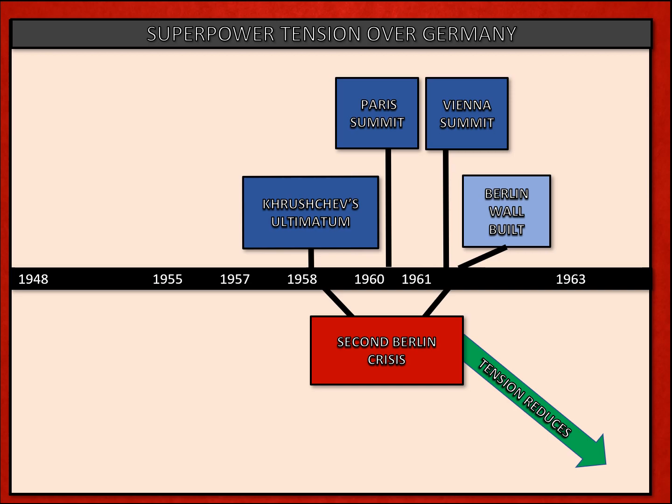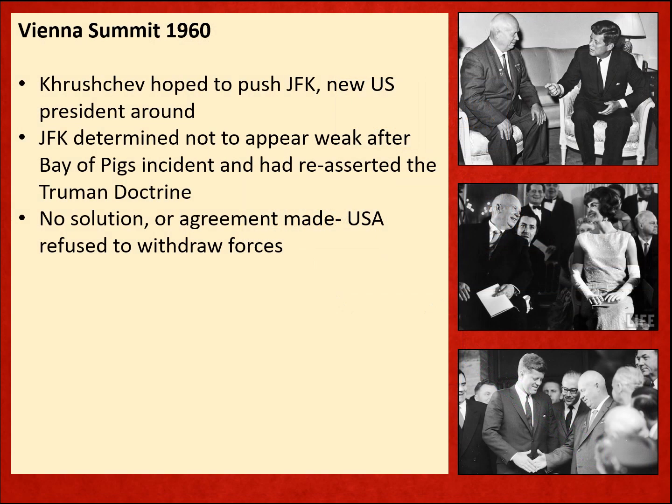So let's look next at the Vienna summit 1 year later. Now, by this time, Eisenhower had been replaced by JFK as president, and Khrushchev was hopeful that he could exploit the new president's naivety and lack of experience. But JFK himself was determined not to appear weak. Now, he had just had a disastrous intervention in Cuba that had gone very badly wrong at the Bay of Pigs, and he had publicly reasserted that he would be following the requirements of the Truman Doctrine, that he would not allow communism to spread any further.